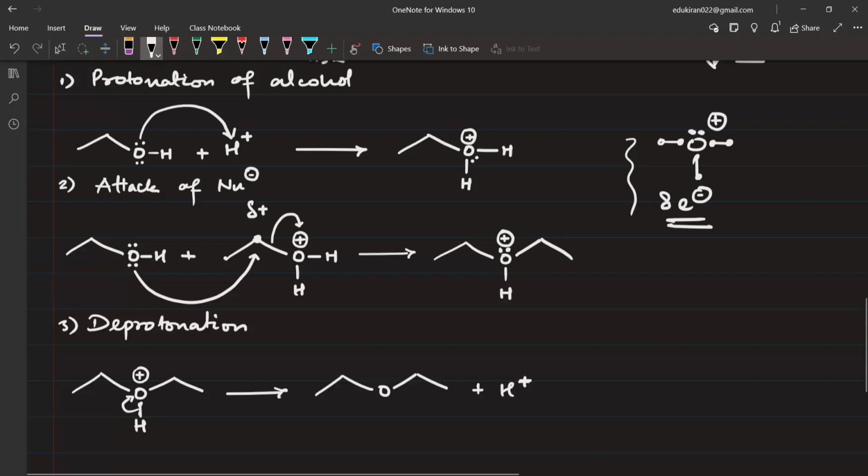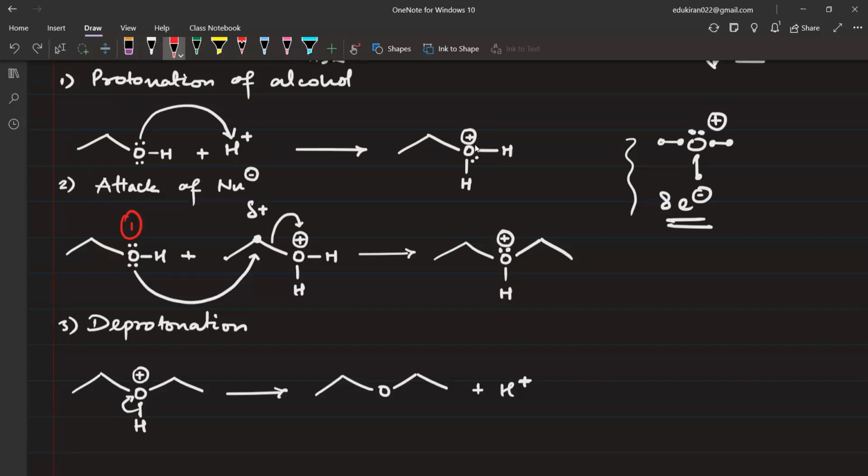Sir, in that second step, attack of nucleophile, how did that oxygen get positive charge, like in the product? This oxygen? Yes, this is the same oxygen. So see what is happening. It is donating a lone pair of electrons to form a bond. So this lone pair electron is lost. That is why. Okay.